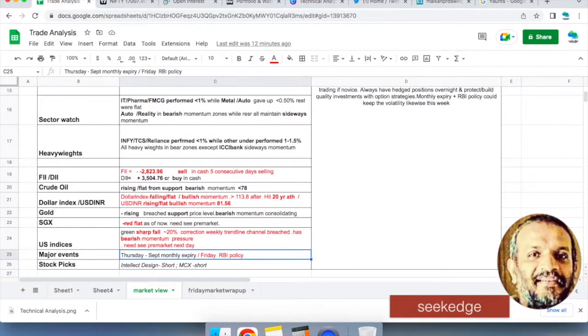Major events: Thursday is the monthly expiry, which is supposed to be very volatile, and the RBI event is there on Friday after the expiry. So this week is going to be highly volatile, primarily because of these reasons.